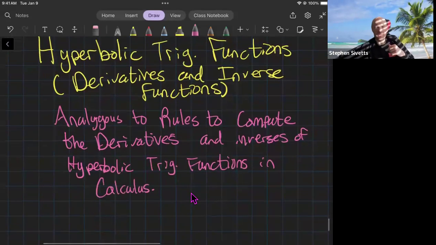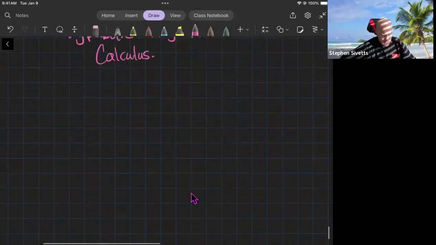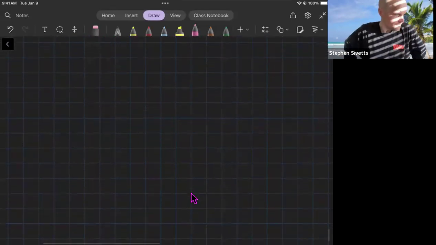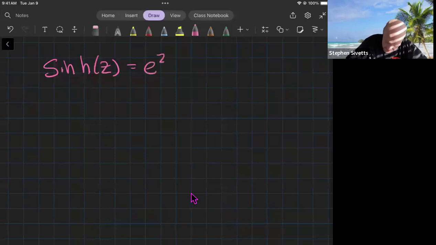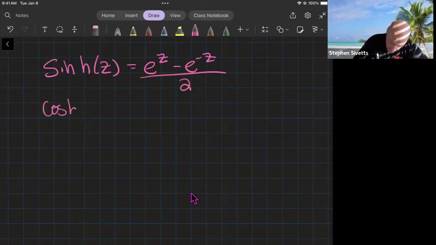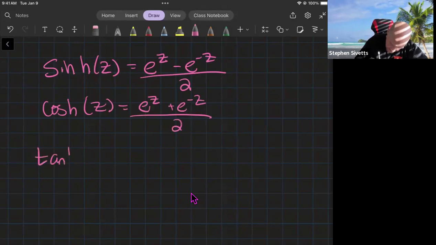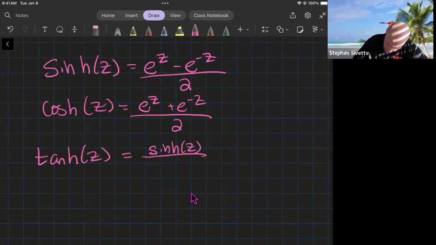All right, so it's going to be the same thing, right? Okay, so we looked at what the definition of hyperbolic sine of z is. It's (e to the z minus e to the minus z) over 2. Hyperbolic cosine of z is (e to the z plus e to the minus z) over 2. And then hyperbolic tangent of z equals hyperbolic sine z divided by hyperbolic cosine of z, right?